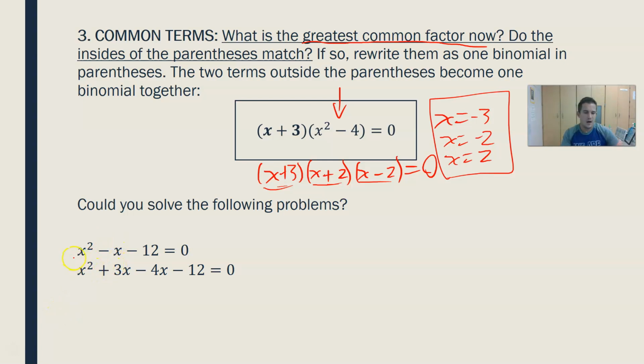Okay, so now let's take a look at this problem right here. So I have x squared minus x minus 12. Focus on this problem right now. I have x squared minus x minus 12. So this is a quadratic function. I'm going to go ahead and use the methods that I already know about factoring in order to factor this quadratic function into two factors.